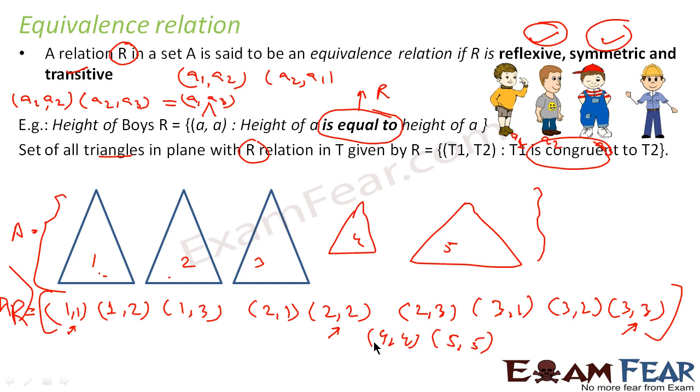Correct? So, I have 4, 4, 5, 5, these are the sets. So, 3, 3 is there, 4, 4 is there, 5, 5 is there. So, this is a reflexive relation. Now, we will check if it is symmetric or not.